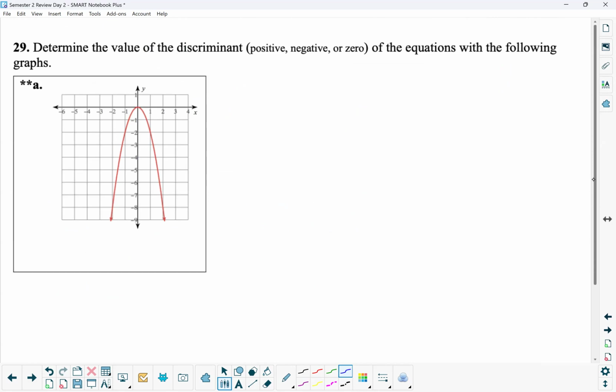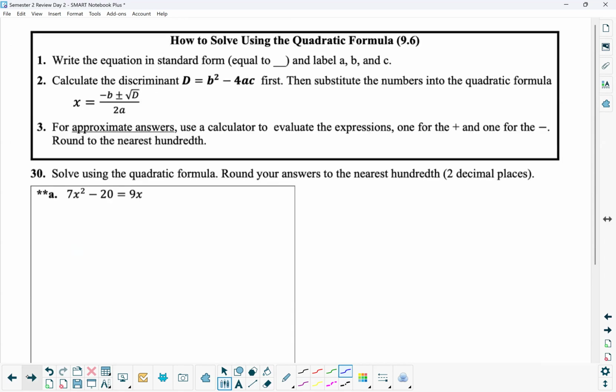We can also determine the value of the discriminant, whether it's positive, negative, or 0, just by looking at a graph. Here, our graph just touches the x-axis. That means we have one solution. And back on our table, it said if we have one solution, our discriminant is 0. Which I said the discriminant is just the part that leads us into the quadratic formula.